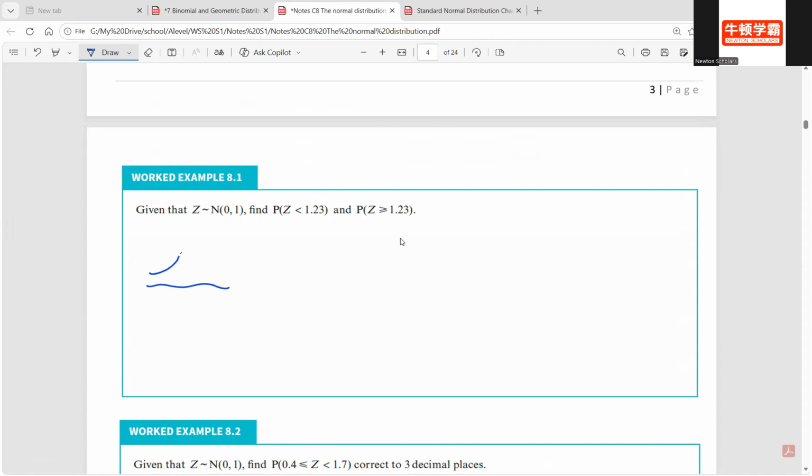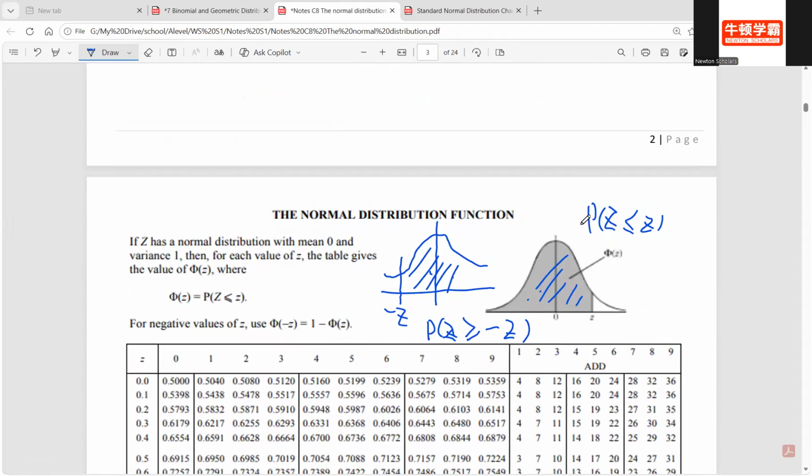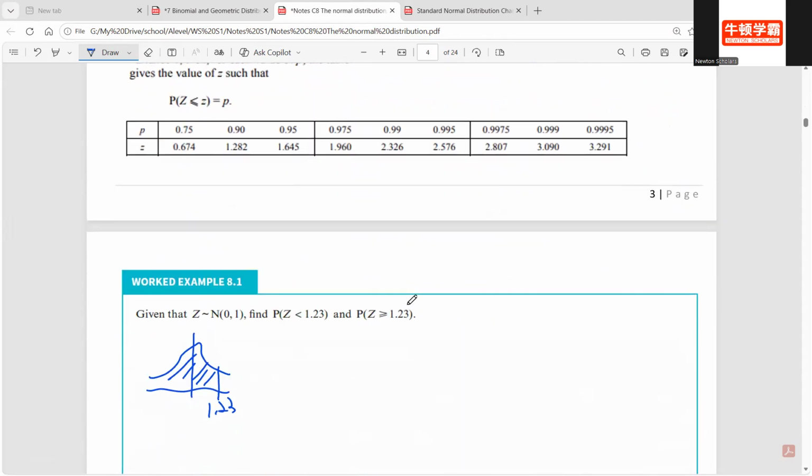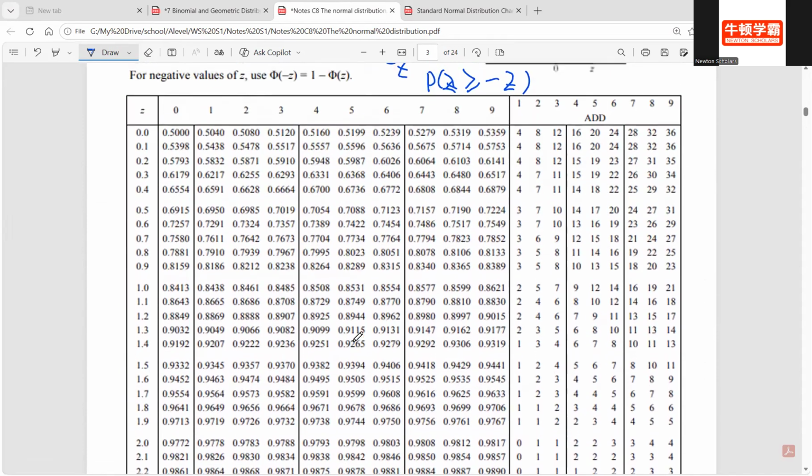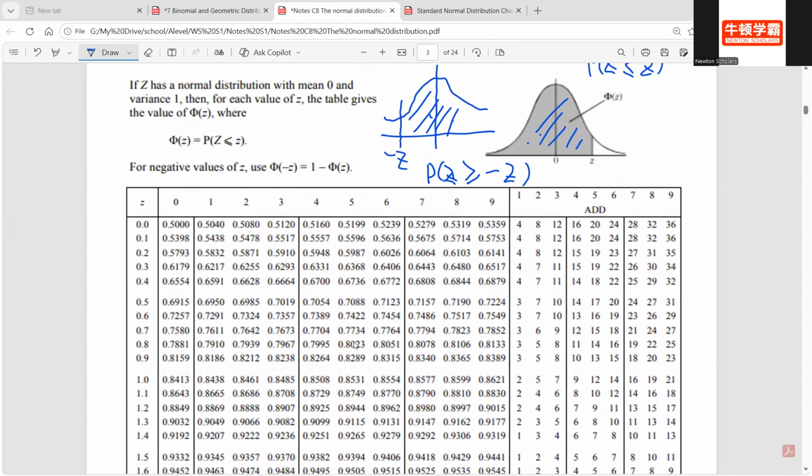We try to draw the graph out. 1.23, less than, that means here. So when it is less than 1.23, this area is actually the same as the table area. We look at here, it's the same as the table area. So what you have to do is just find 1.23 from your table. How to find it? 1.2 here, then we find 3 here.